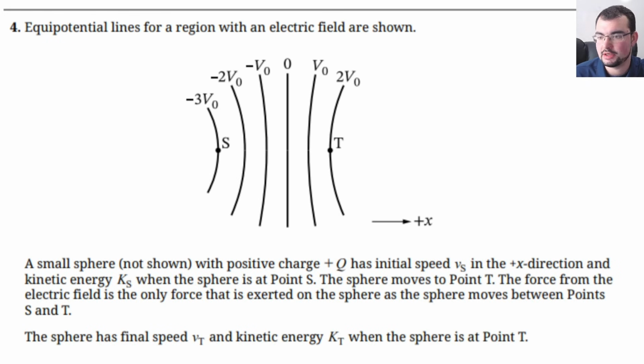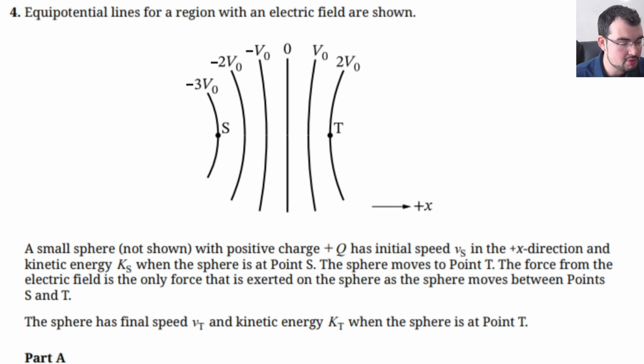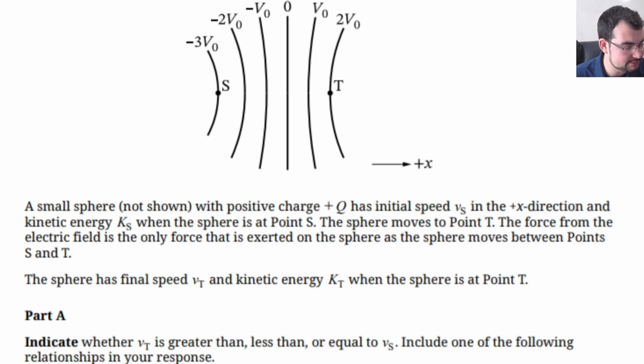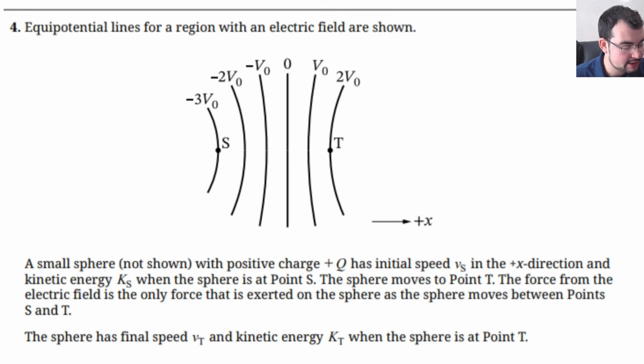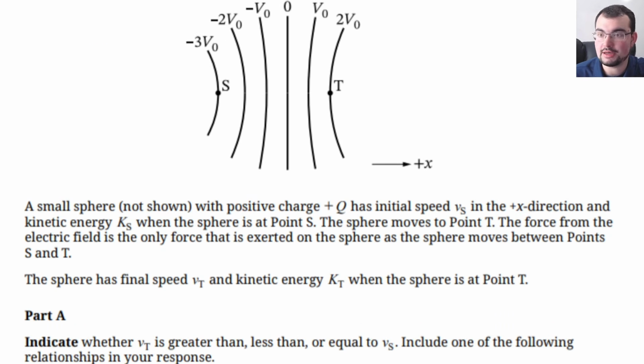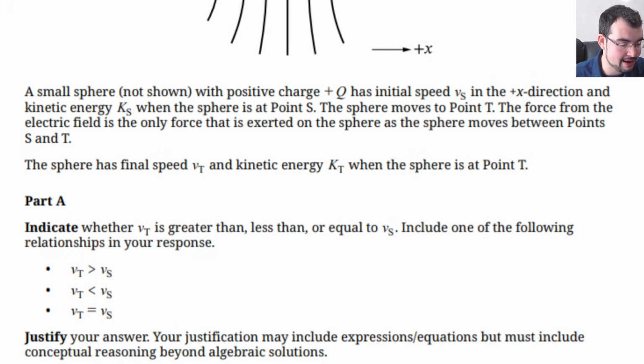Now, this is a nice and short QQT. It's about equipotential lines. So we have a sphere that moves to the right at S, and then it goes to T. We want to figure out if the speed increases, decreases, or stays the same as it reaches T compared to what it was at S.